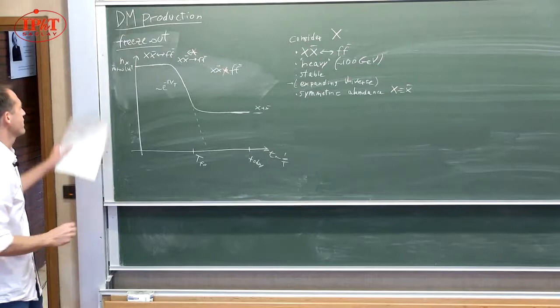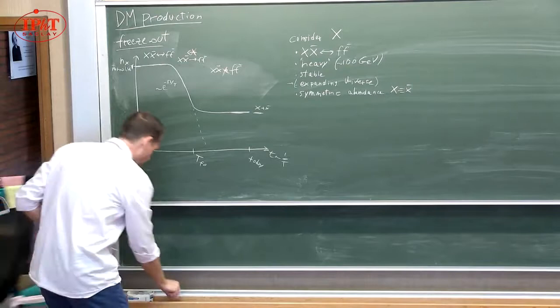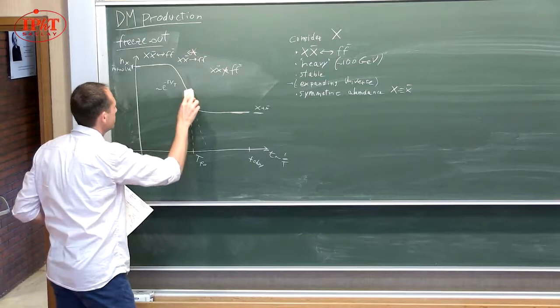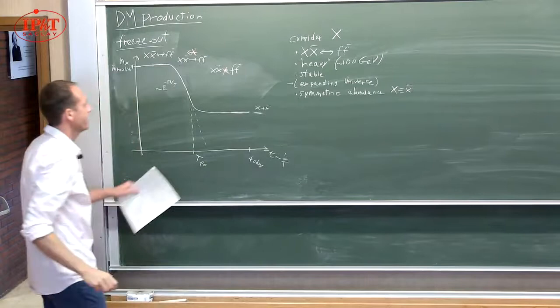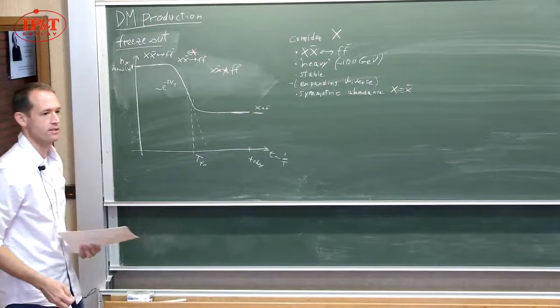We start from thermal equilibrium, one in some units, and we end up with a final abundance, which is dictated by the processes that happen in the meanwhile. In particular, the crucial point is this moment, the moment of freeze out, that happens at this temperature here, that identifies the moment in which annihilations also stop and everything remains constant forever.